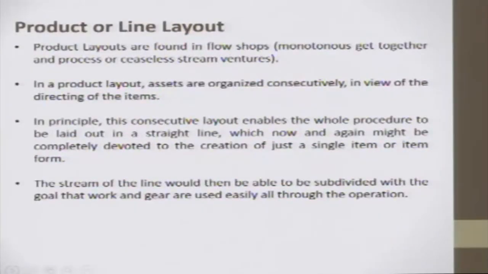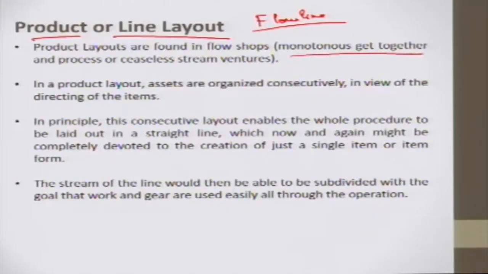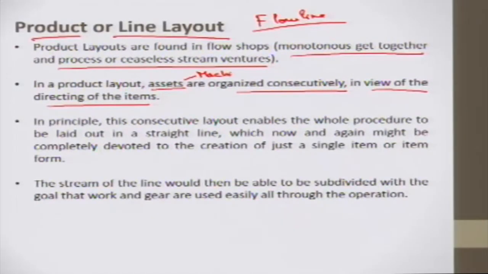So next is product or line layout. It is also known as flow line. Product layouts are found in flow shops, that is repetitive, assembly and process or continuous stream industries. In a product layout, assets are organized consecutively in view of the routing of items. Here by assets I mean the machines or equipment.